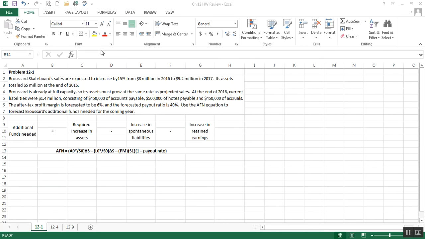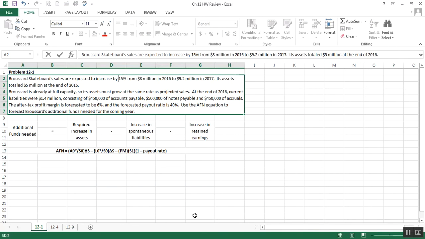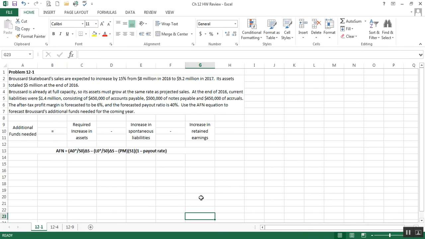Here we have a company that lists out different assumptions about their next year projected sales. They expect an increase of 15% in their sales from 8 million to 9.2 million. Their assets at the end of the current year are 5 million. They expect their assets to grow at the same rate as their projected sales because they're operating at full capacity.